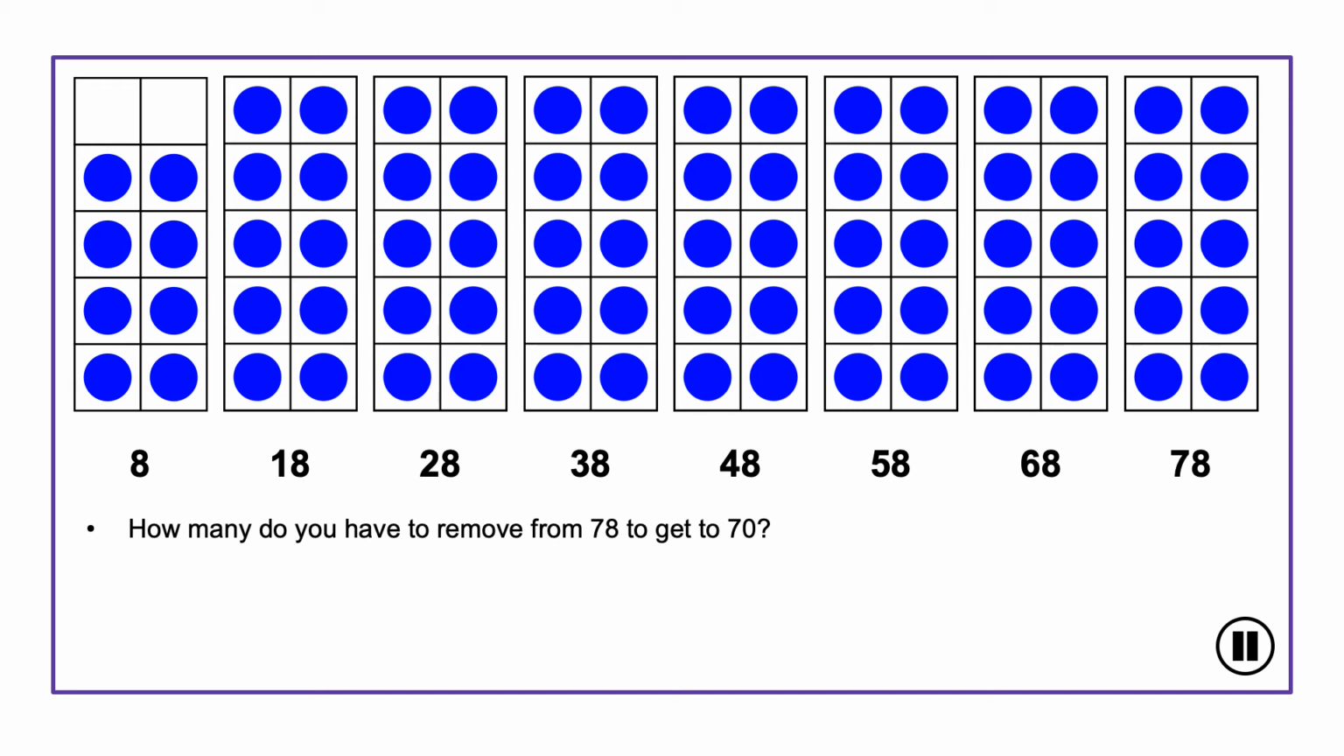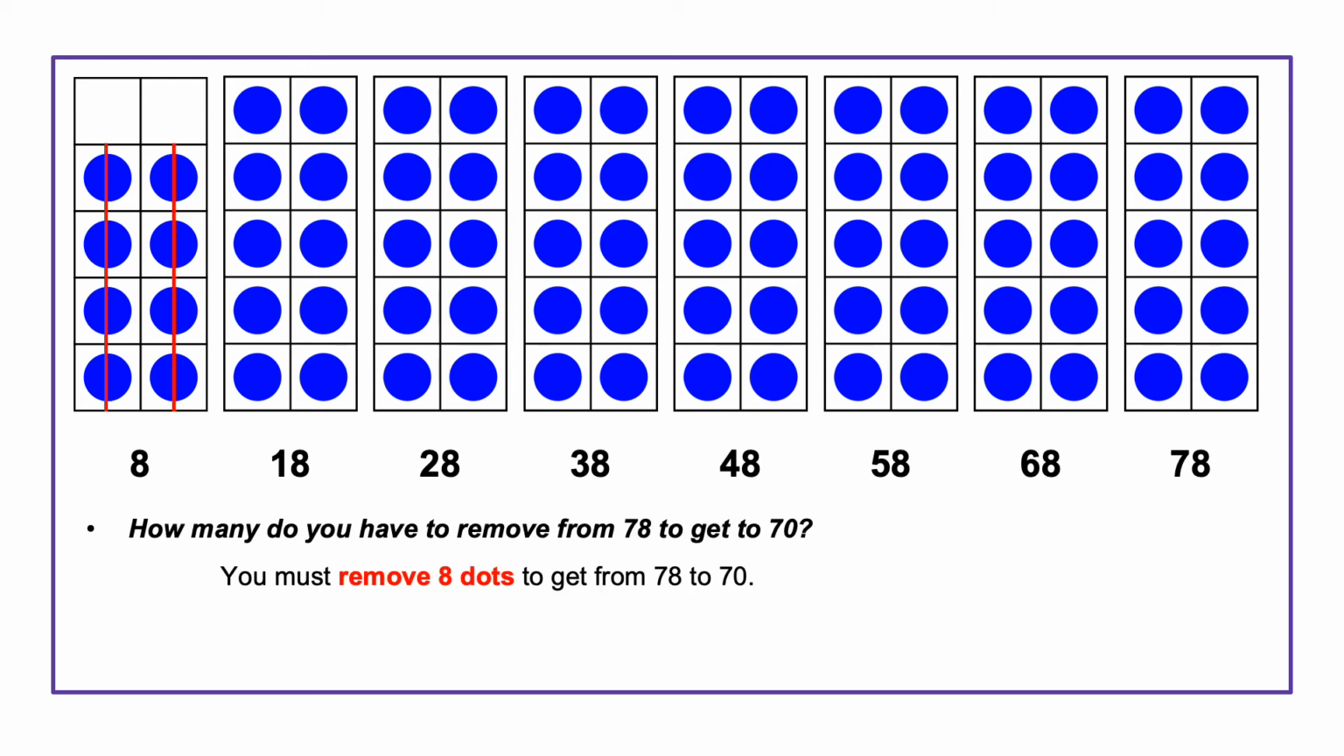How many do you have to remove from 78 to get to 70? You must remove 8 dots to get from 78 to 70. You can see these with a red line through them. This can be written as an equation like this. 78 minus 8 equals 70.